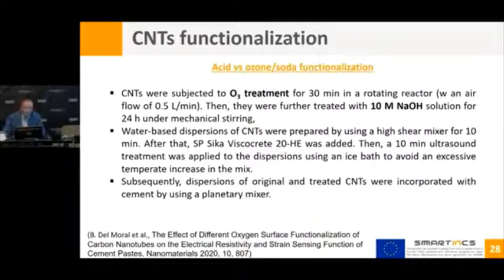carbon nanotubes. So the last treatment I found was a combination of treatment by means of ozone of the carbon nanotubes, followed by functionalization with soda, so NaOH, a quite concentrated solution. And this treatment lasted for about 24 hours. And then, at that point, the functionalized carbon nanotubes were dispersed into cement by means of a superplasticizer produced by the company Sika. And they also used ultrasound, an ultrasonic probe, to disperse the functionalized carbon nanotubes into the cementitious material.